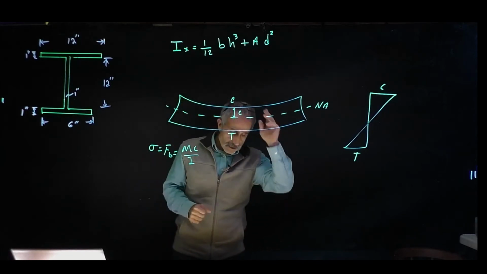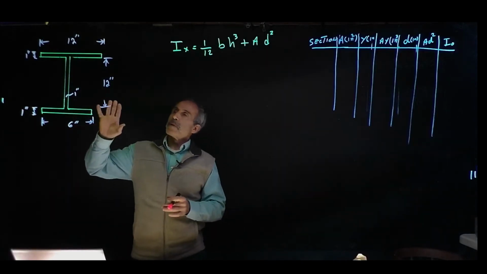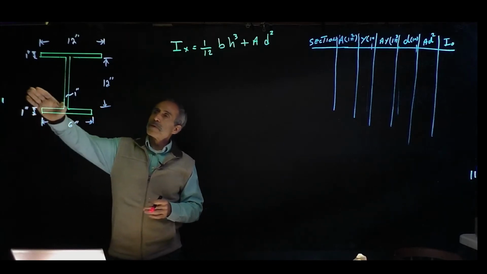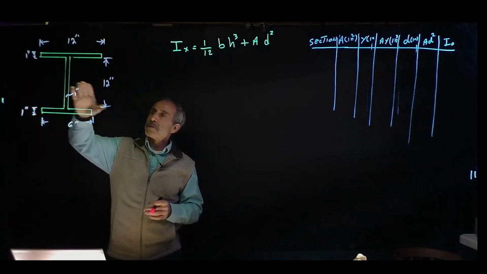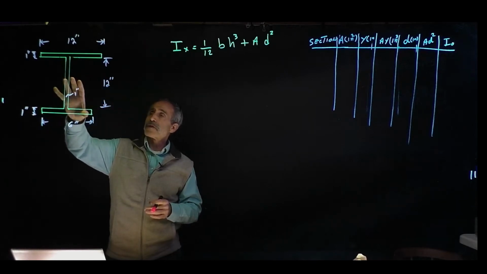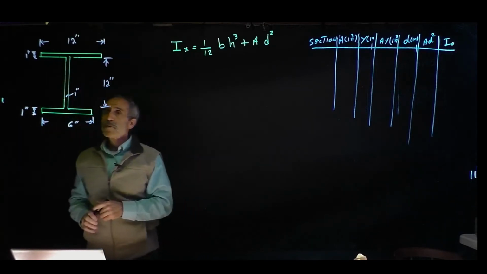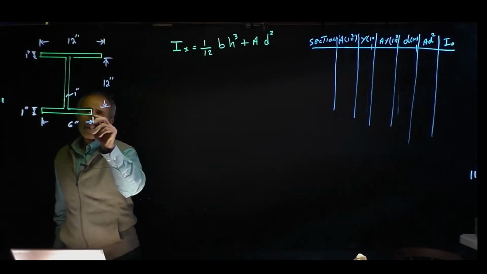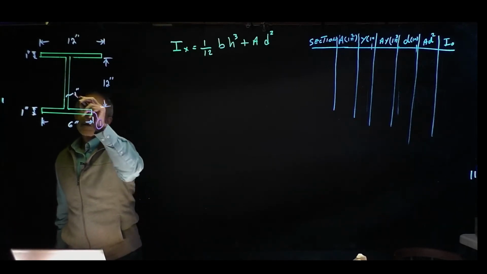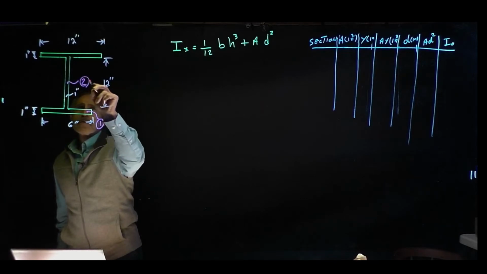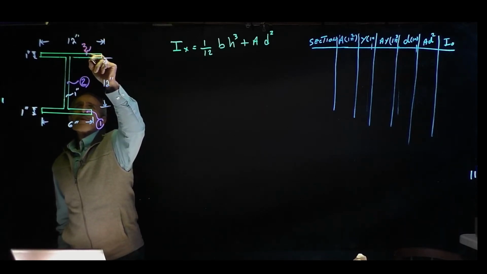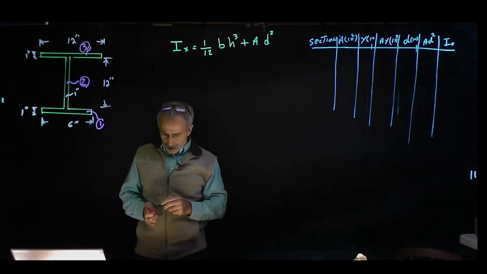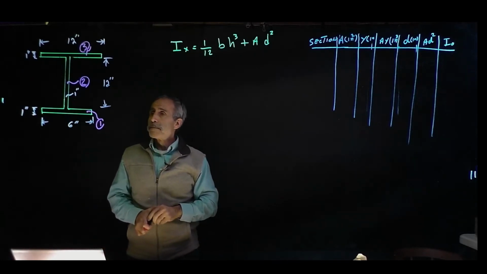Let me erase this. So now we have this shape, and we want to find the moment of inertia of this shape. First, I'd like to know what the center of gravity or neutral axis of this cross section of this beam is. But before we do this, I'm going to divide this into three different sections. Let's call this shape number 1, this will be shape number 2, and this one will be shape number 3.